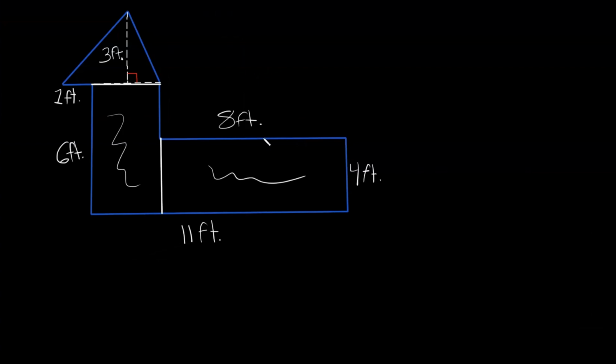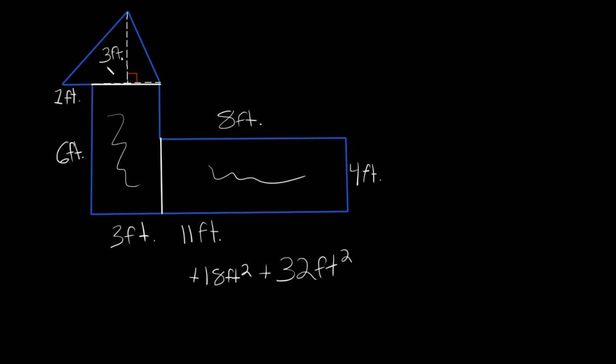So this shape here, it looks like it is 8 feet by 4 feet. So we just need to multiply that. And 8 times 4 is 32 feet squared. And then we're going to add that to this shape here, which is 6 feet. And then the length of this shape, well, if this whole thing is 11 and then this is 8, we can subtract 8 from 11 and get 3. So this is 3 feet. And then the area of this rectangle will be 6 by 3, which is 18 feet squared.